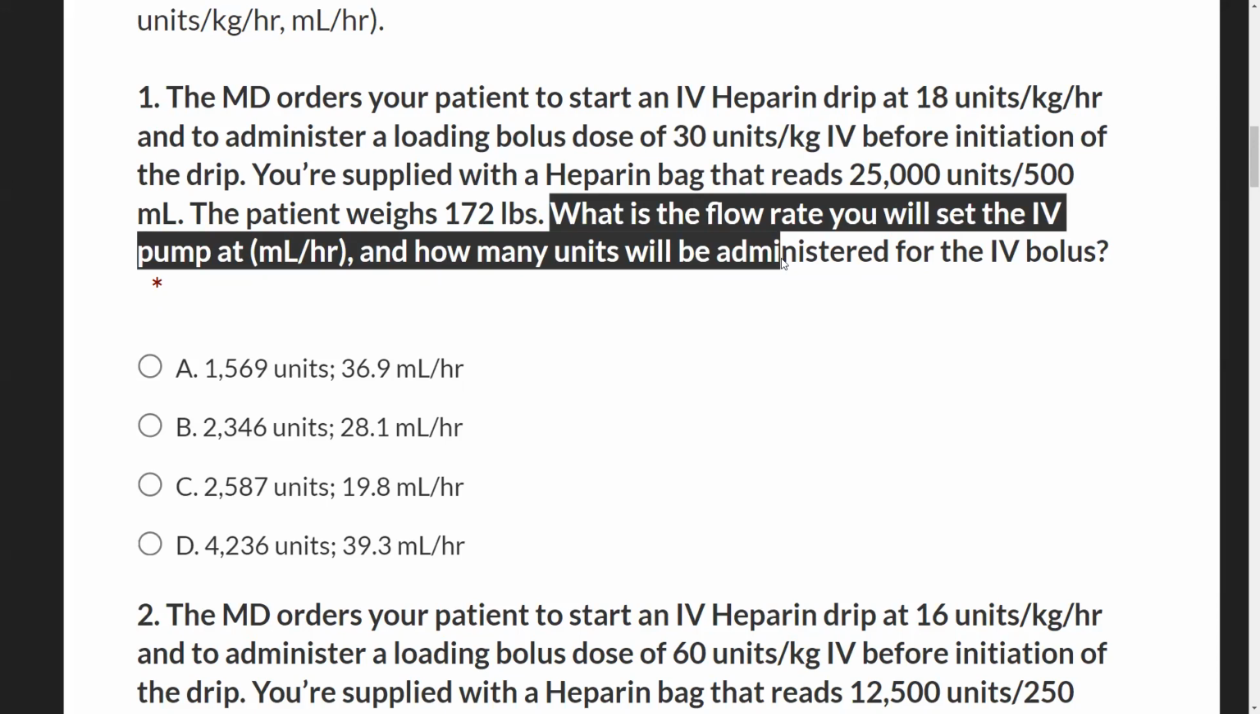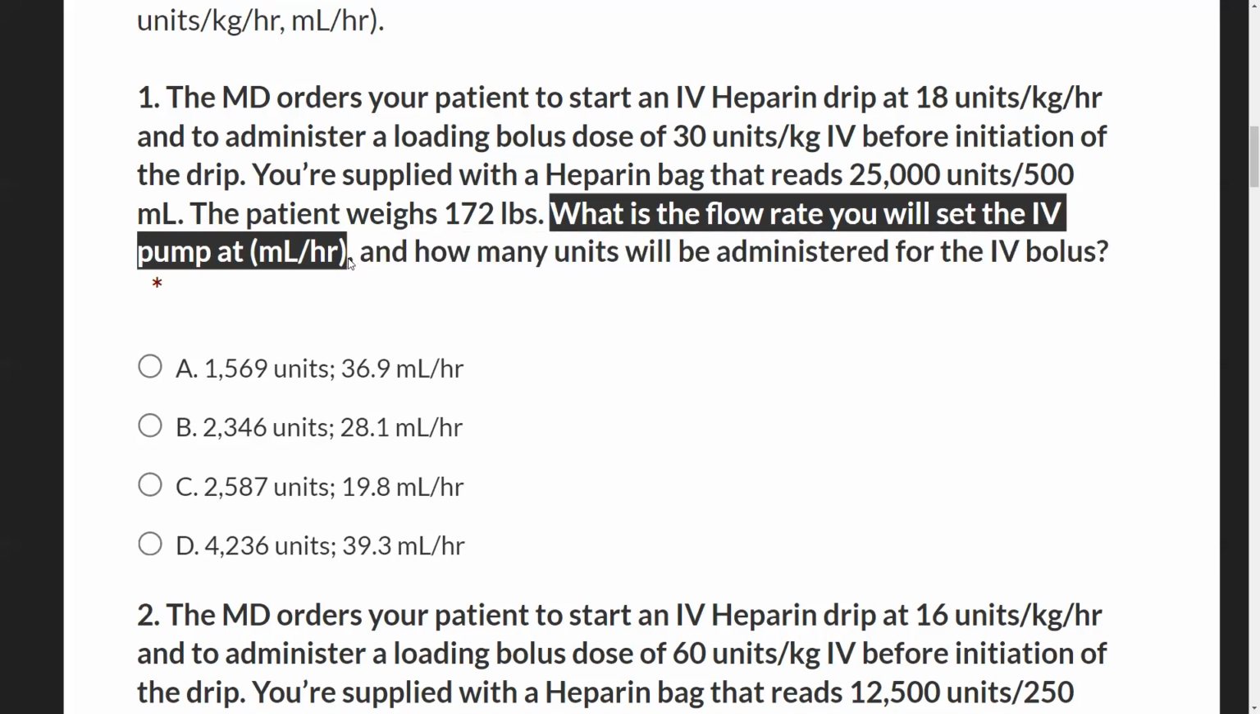What is the flow rate? You will set the IV pump at in mLs per hour. Okay, so that's what we're going to answer here. And these are the ones that you're going to see. So if you're setting the flow rate on the pump, you're setting a dose. And how do you calculate a dose?